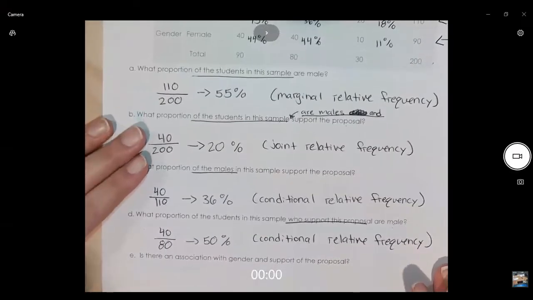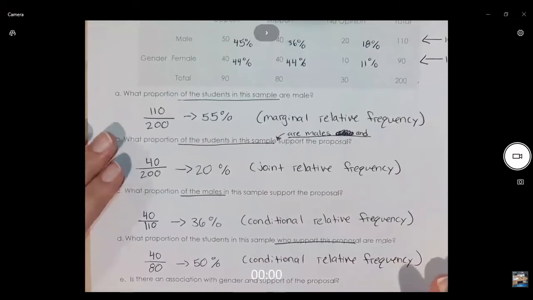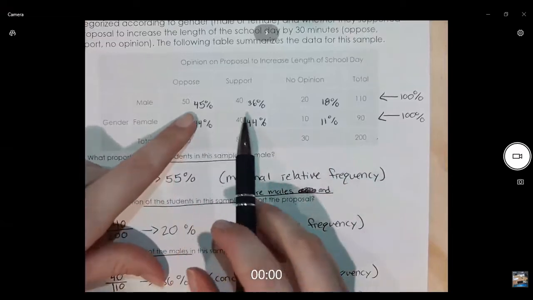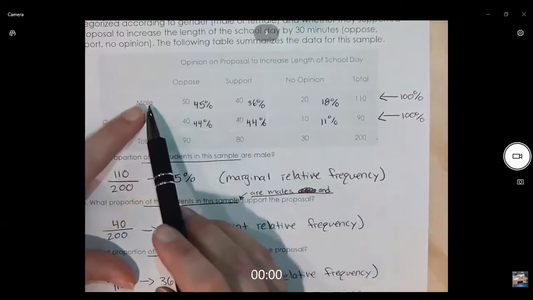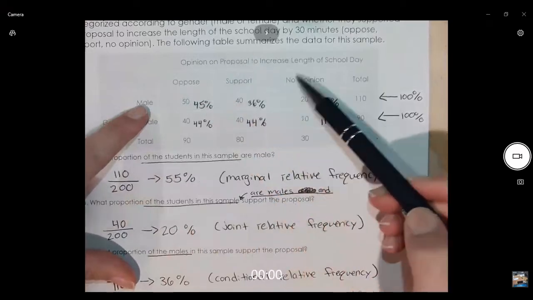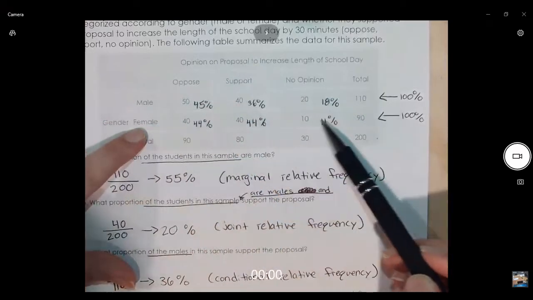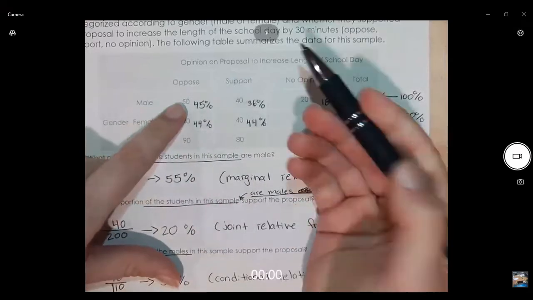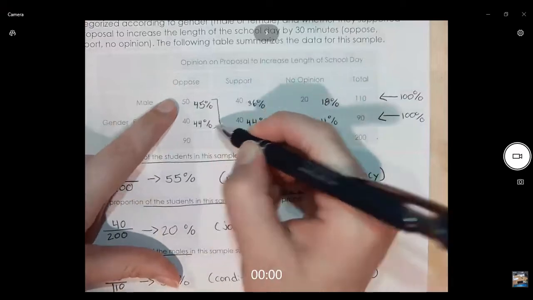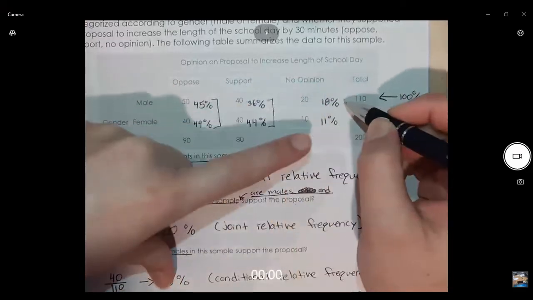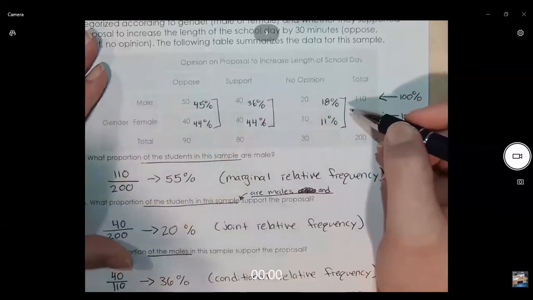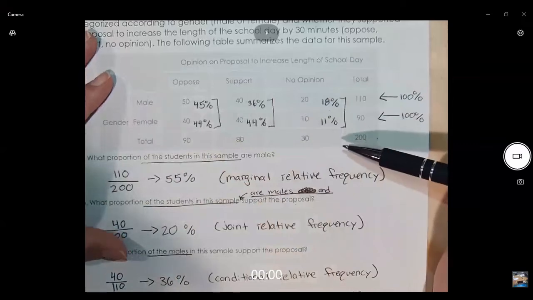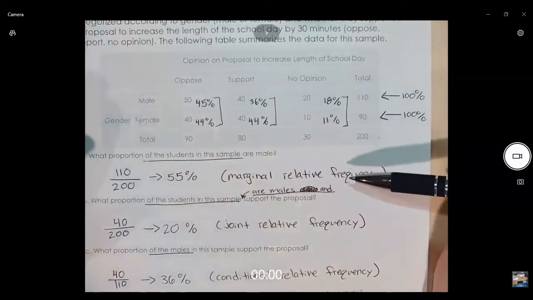Last question says, is there an association with gender and those that support the proposal? So I went ahead and calculated some of the relative frequencies to help me decide if there's an association. What I did is I said, if we knew that they were male, let's look at how many of those have those opinions, and if we knew that they were female. So I calculated the relative frequencies out of the rows. And if you look, you can start to see, okay, for those that oppose, very similar. Support, similar. No opinion, similar. So there's not very much difference between if they are male or female and which category they fall in. So there is no association in this data.